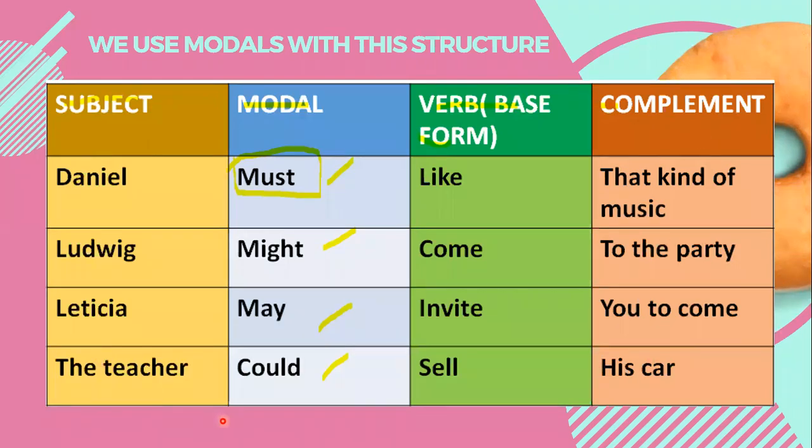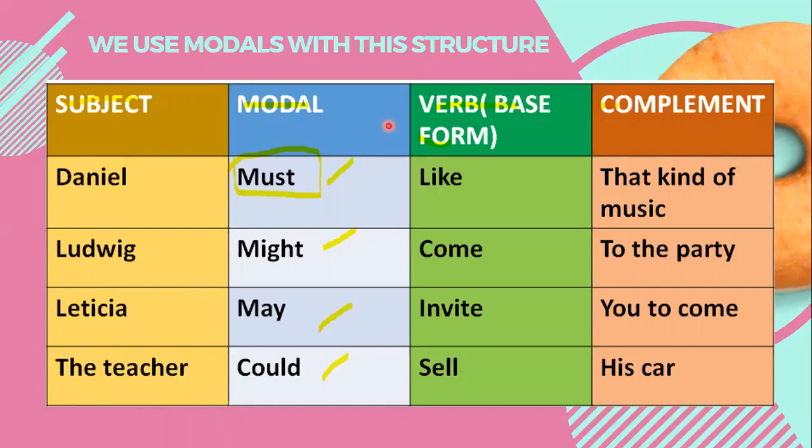When we talk about the subject, you can say the name of any person you know. You can say a pronoun like he, she, it, we, you, or they. Or you can include the name of a profession, like you see over here, we have the teacher, or the doctor, my classmate, my brother, or the name of another person like Daniel, Ludwig, or Leticia.